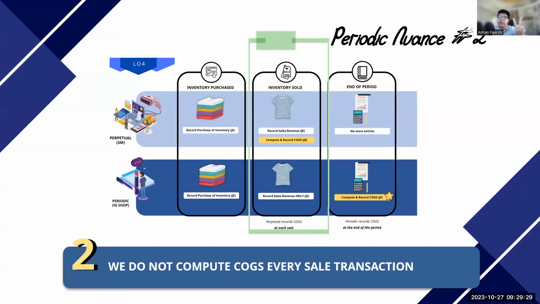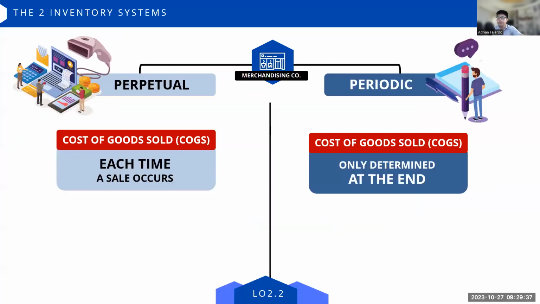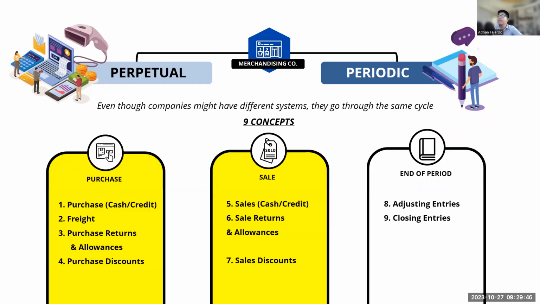So this is the second difference sa periodic and perpetual. We do not compute cost of goods sold every time there's a sale at the transaction because, again, sa perpetual, COGS is calculated every time there's a sale. Sa periodic, it's only at the end of the period. Therefore, the last new ones for periodic will happen sa end of the period.